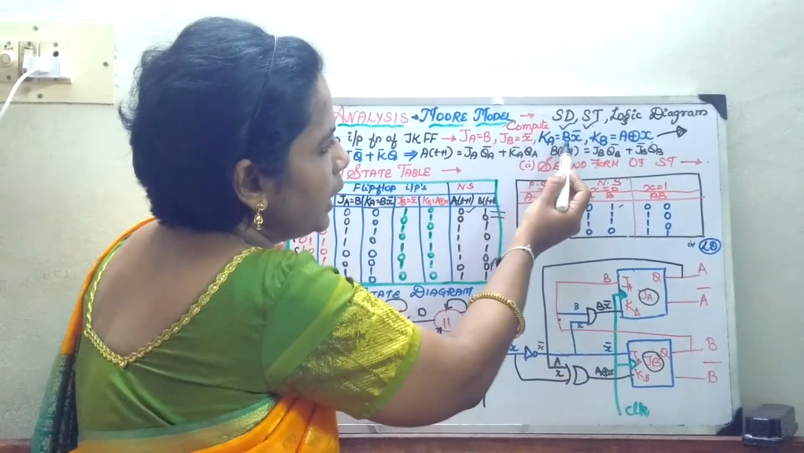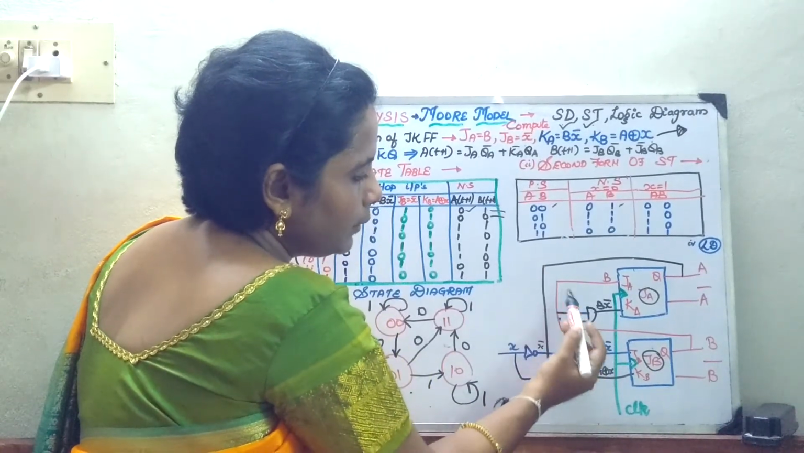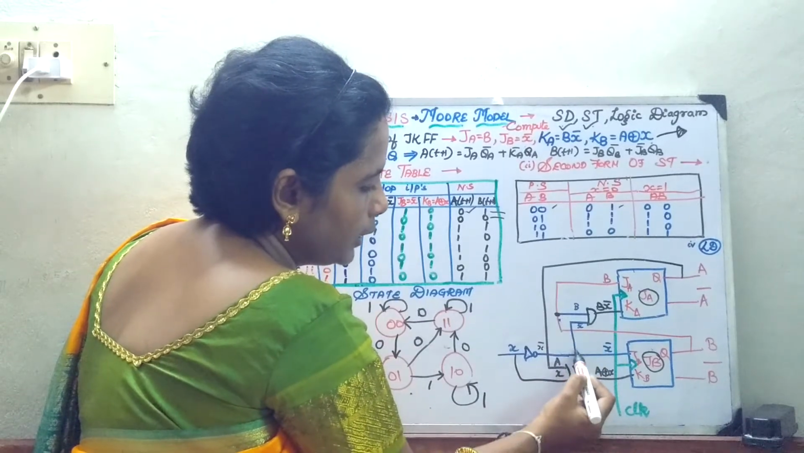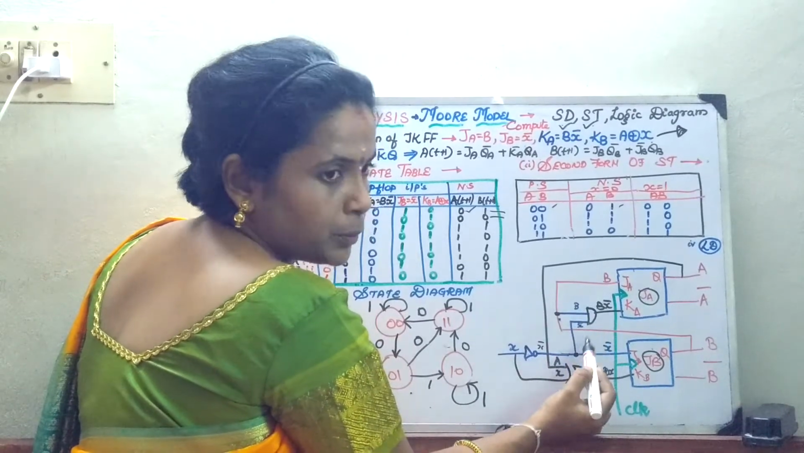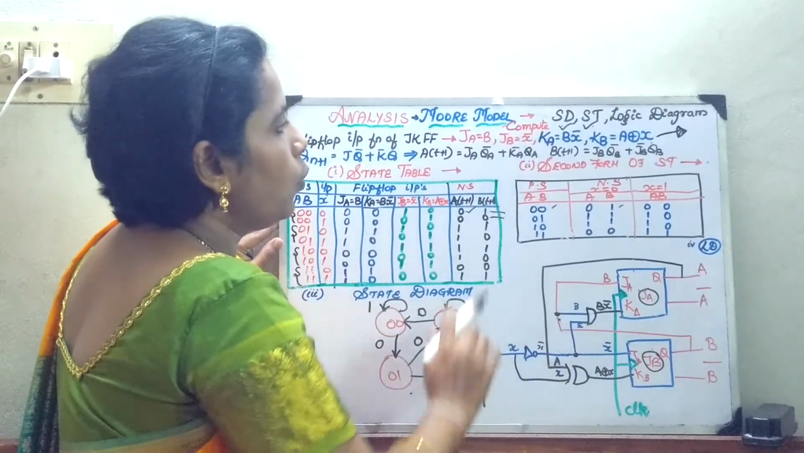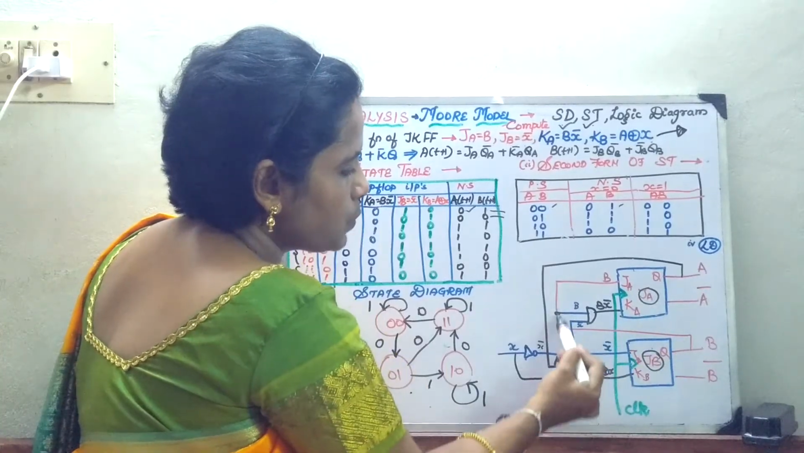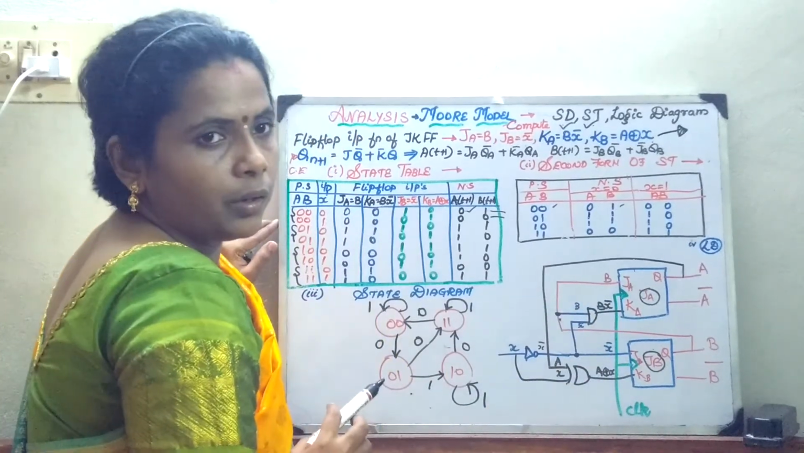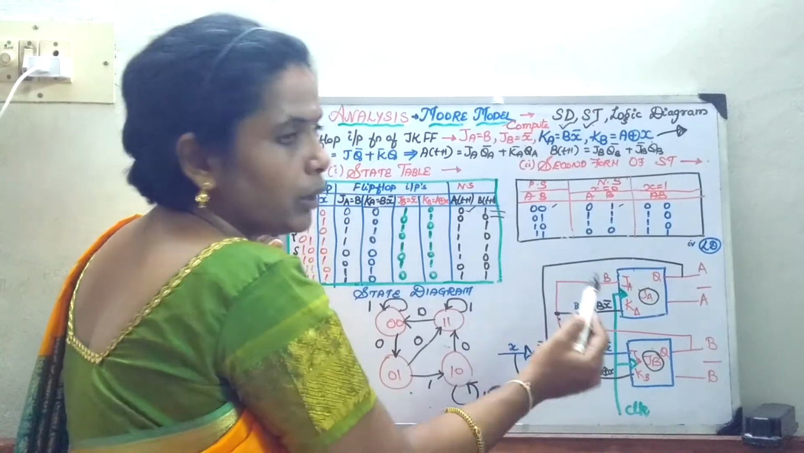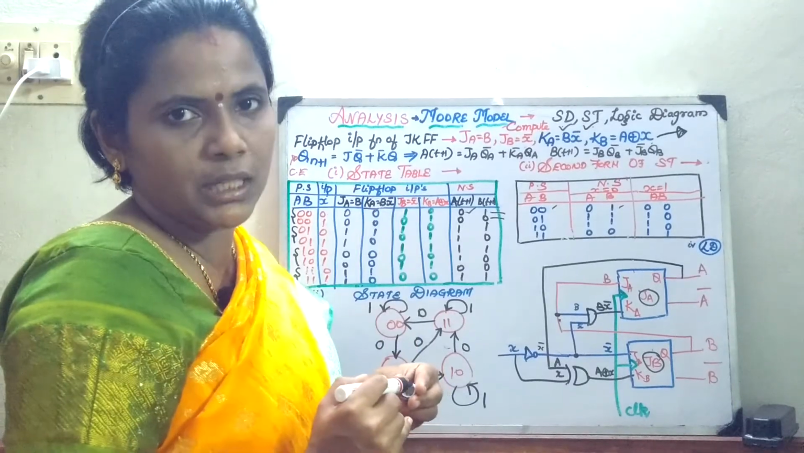Now KA. KA is B into X bar. So what you have to do? Take a point from B and keep it here, and another point is your X bar. So B into X bar: you put an AND gate and connect it here. Now what is your JA? JA is nothing but B. So this point you extend. Okay, so just draw the outline, put the AND gate, put the XOR gate, then give the connections. So this completes your logic diagram.